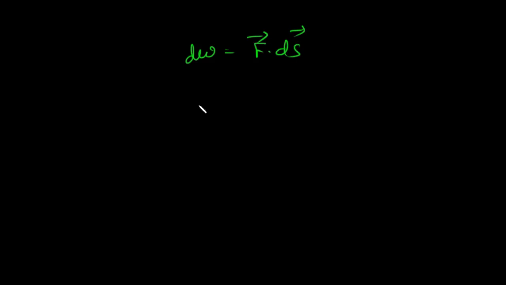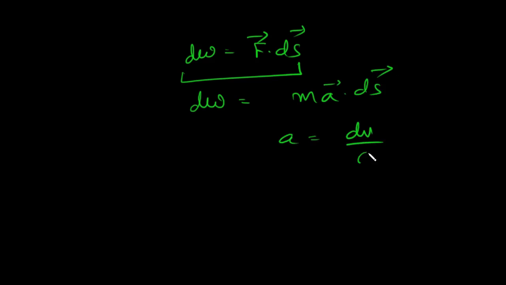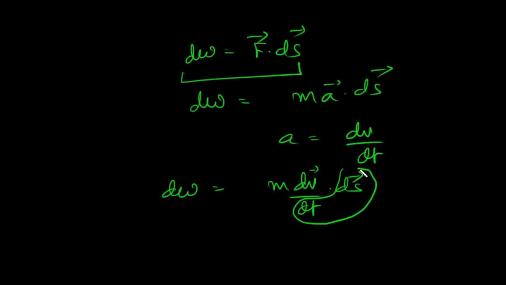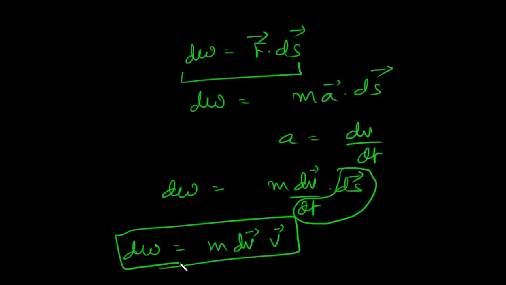Elemental work done was F dot ds. This was the elemental work. Now we just do a little manipulation in this expression. You see F is ma, so this will be a dot ds. What was a? a was dv over dt, right? So we substitute the value of a in this equation, and we get dv by dt dot ds. We just take this ds over dt, so dw was m dv dot v. This is the expression for work done.